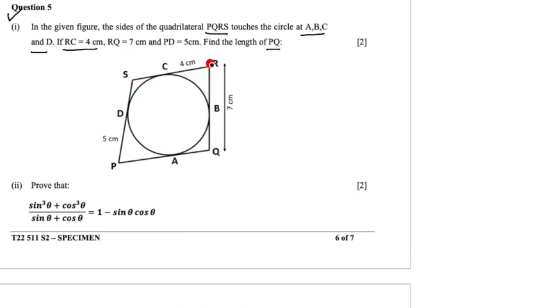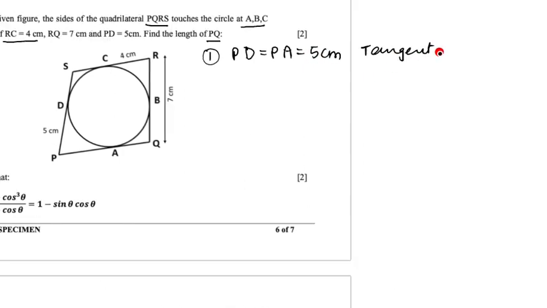Now when these sides of the quadrilateral are touching the circle, they become the tangents. All right, so in our solution, we are going to say statement number 1, PD equal to PA equal to 5 centimeter. And for this, the reason will be tangents from an exterior point are equal. Statement number 2, let us go from Q. QA equal to QB. Let us call that small q.